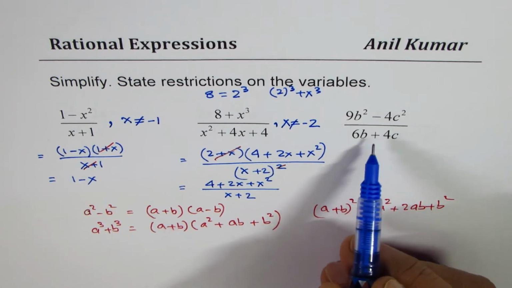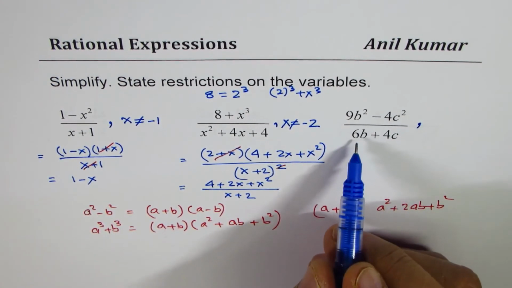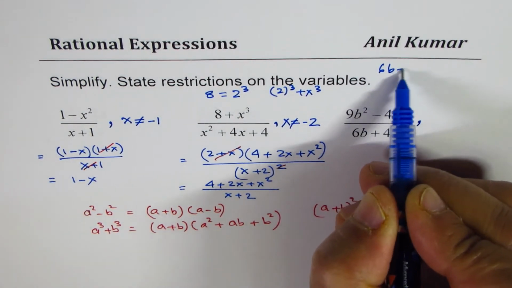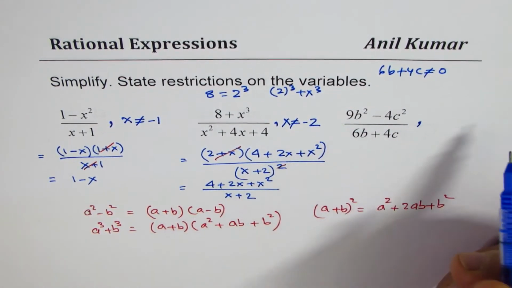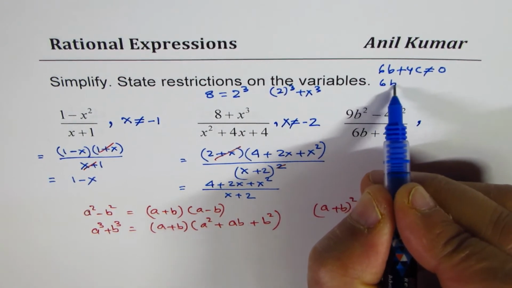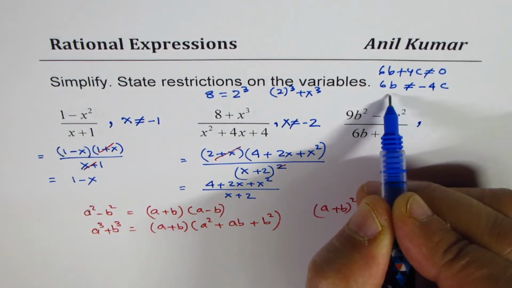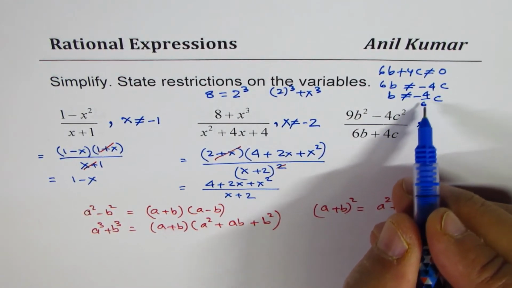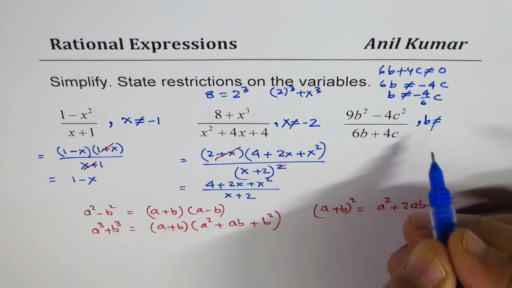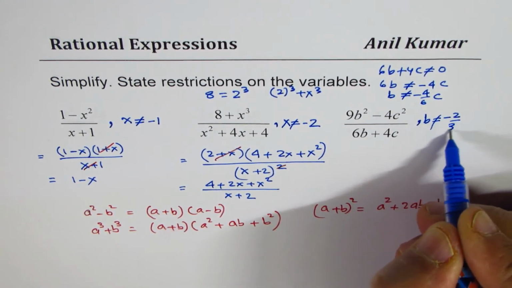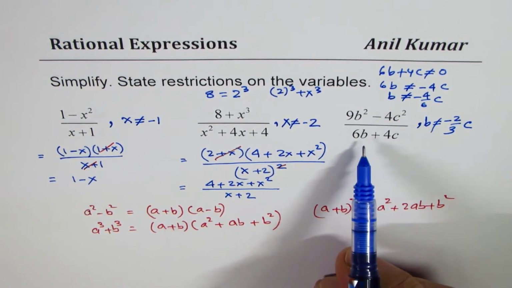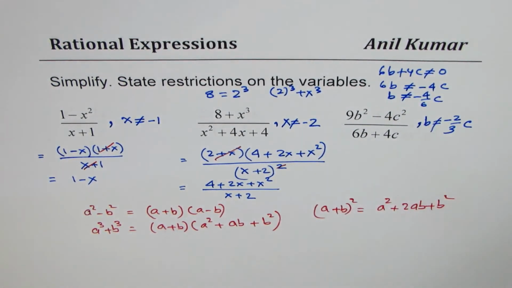Let's do this one. Now here let me write down the restrictions first. Denominator is 6b plus 4c. How do you find restrictions? Now 6b plus 4c is not equal to 0. So you could write this as 6b is not equal to minus 4c, or b is not equal to minus 4 over 6 c. And once you simplify this, you can write b is not equal to minus 2 over 3 c. Do you see that? So that becomes a process of finding restrictions. Denominator is not equal to 0. So I hope that part is clear, right?